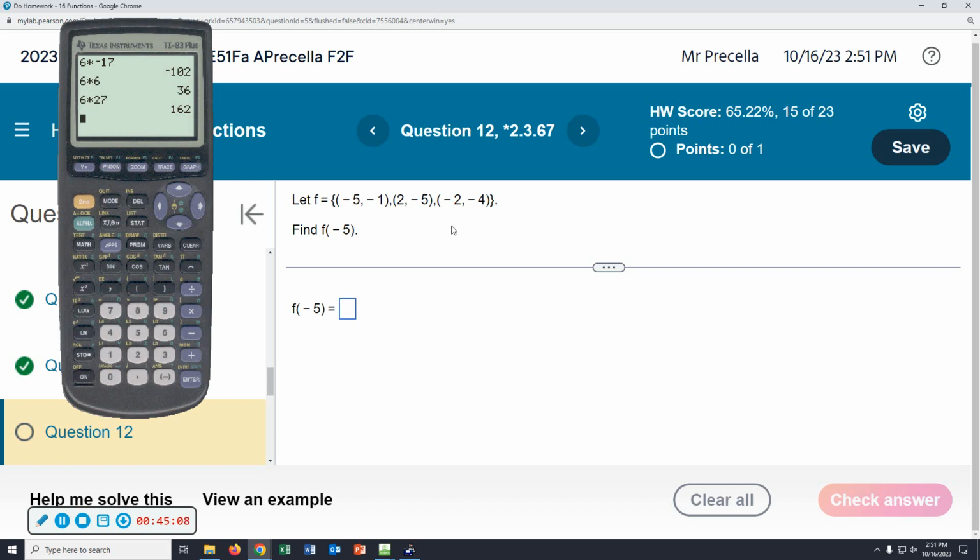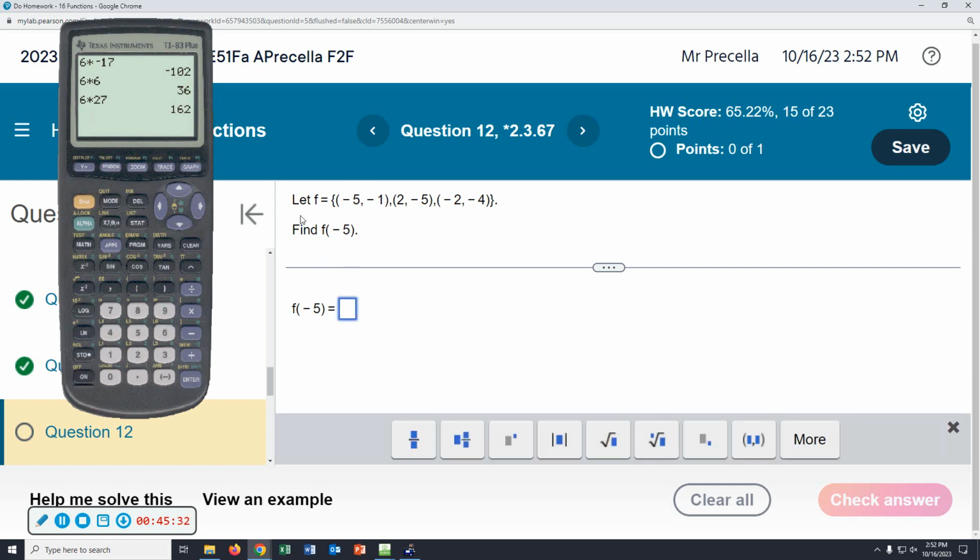The number in the parentheses, is that x or y? X. Your answer is what? X or y? So here's x. What's y? Okay, look at the ordered pair where x is -5. The y value is -1. This notation here is just shorthand notation for saying find y on the ordered pair where x is -5. Okay?